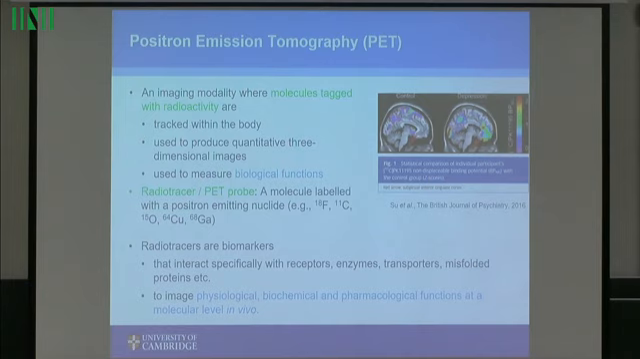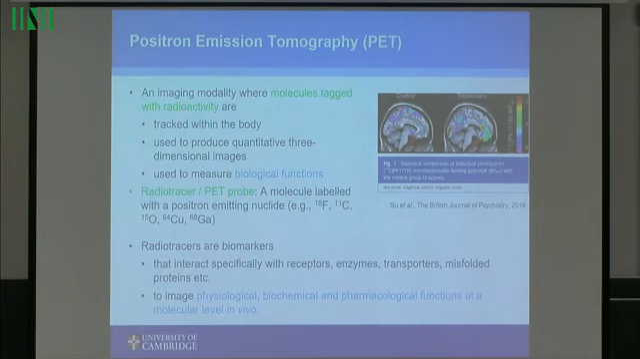And these radio tracers are biomarkers, so they could interact with various things in the body, like receptors, enzymes, transporters, misfolded proteins, and all this gives us information about the physiological or biochemical or pharmacological processes that are happening in the body. So the image that you see here is from the Nimrod study, which is happening here in Cambridge, which looks at neuroinflammation in dementia and other disorders.